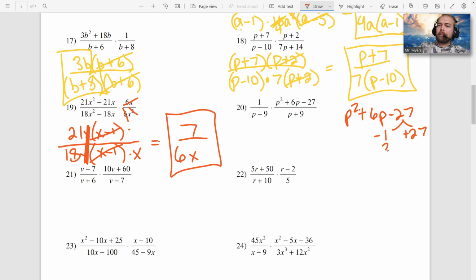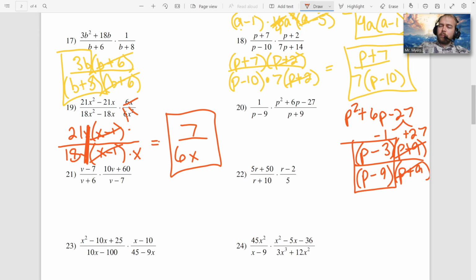What about 3 and 9? It doesn't divide by 2 because it's an odd number, so 3 and 9. And it looks like that works. -3 times 9 is -27. -3 plus 9 is positive 6. So that is how you factor it. Okay, and that's just on the top. On the bottom, you have p minus 9, p plus 9. P minus 9, p plus 9. Plus 9s cancel. And you have p minus 3, p minus 9 left over.